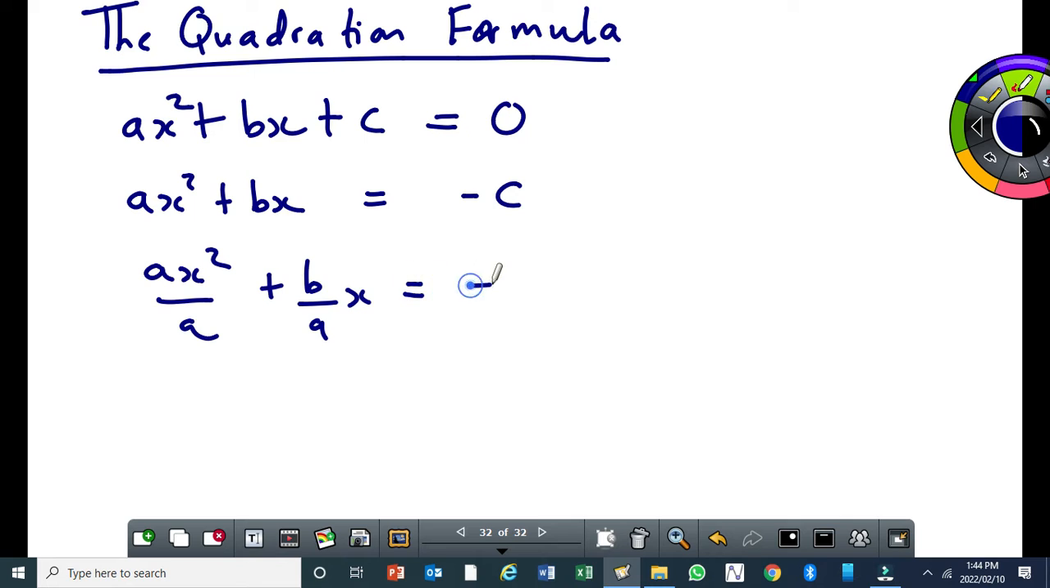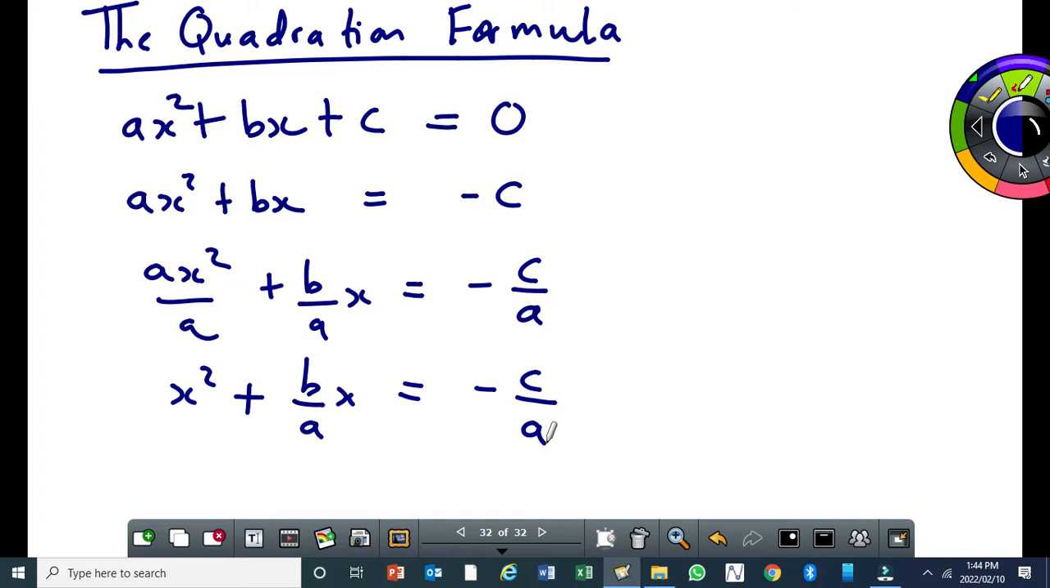Okay? Like that. So that I will get x squared plus b over ax is equal to minus c over a. Okay? Then the next thing now, I need to create a perfect square trinomial on the left-hand side.